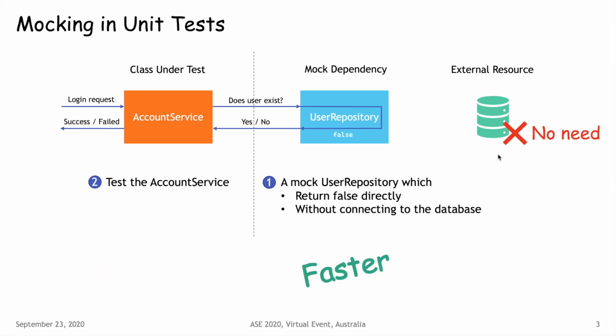Usually, developers may use a mock repository to replace the real one in the unit test. In this case, the mocked repository will return false directly without connecting to the database. Using such a mocked object can make the test run faster. Although mocking is powerful, it will cause issues if we don't use it properly.